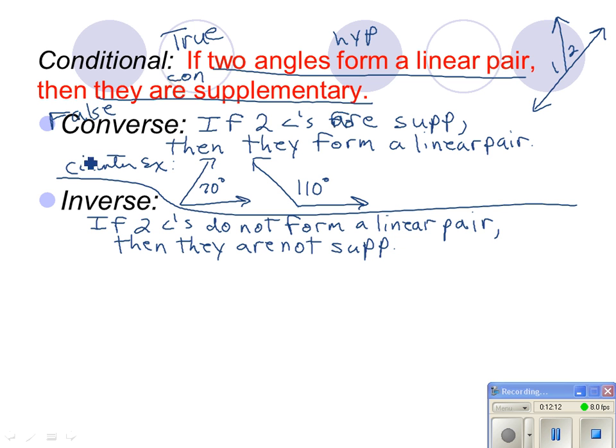Counterexample for this, we could use that same counterexample. These two angles don't form a linear pair, the 70 degree and the 110. They don't form a linear pair because together they don't form a line, but they are still supplementary. So that tells us that this statement is false, and we could use that as a counterexample.